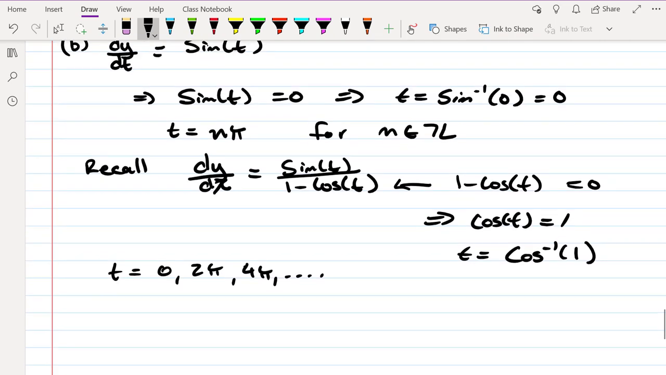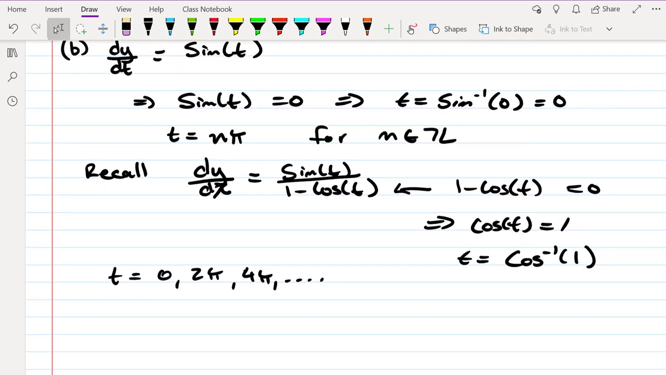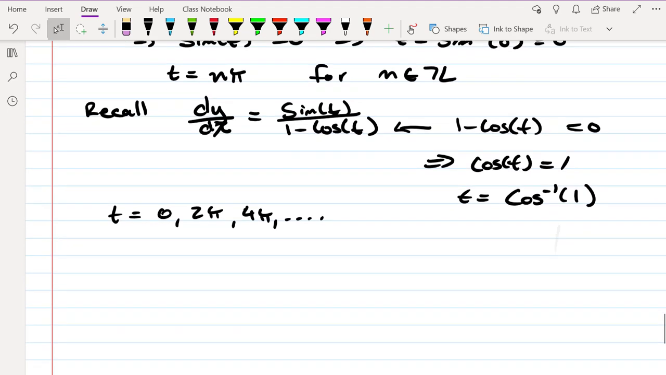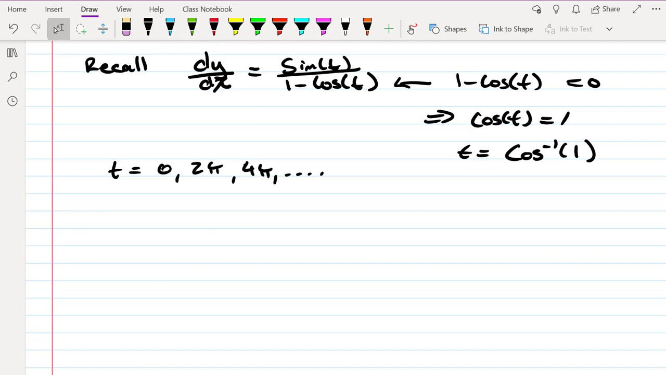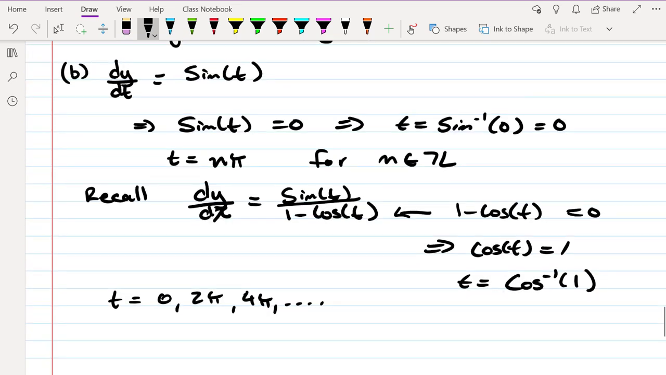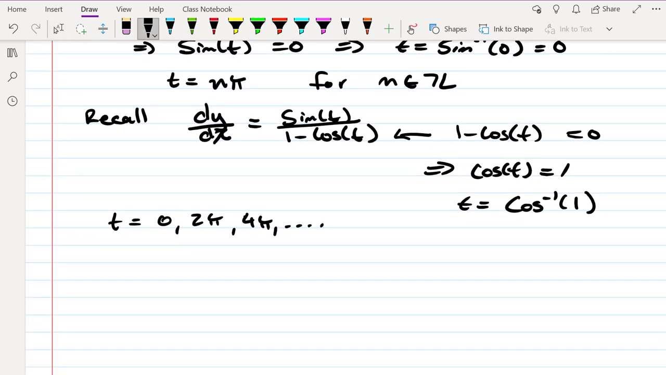Well, if that's the case, then the derivative is going to be undefined at the even multiples of pi. So that will mean that we don't have horizontal tangents at those points. So we must reject any of these, so then we only end up having the horizontal tangents at the odd multiples of pi.